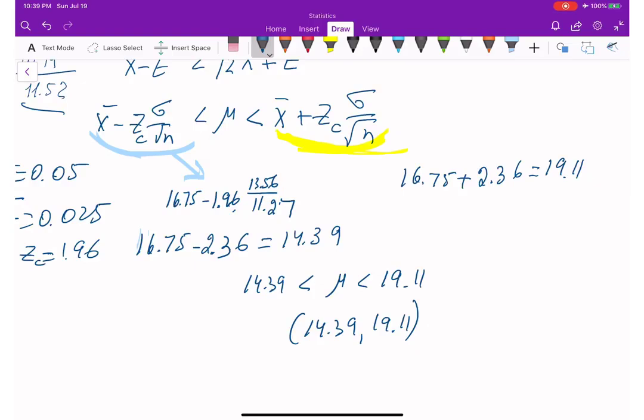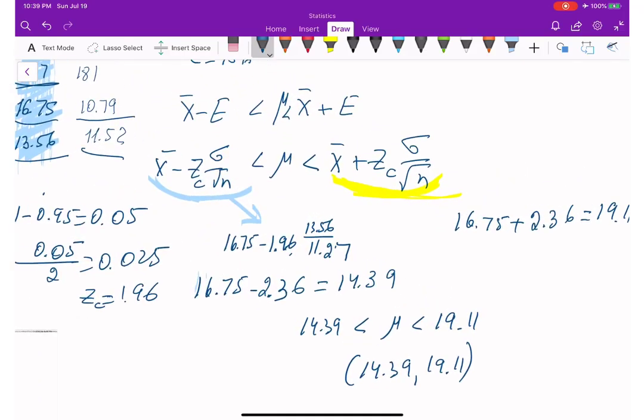Okay, so we solved it. Confidence interval. So I found the confidence interval for male. You can find it for female also precisely the same way.